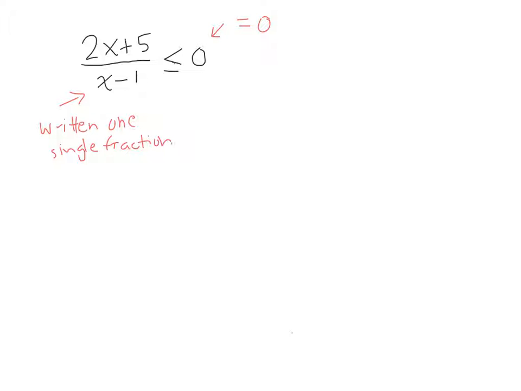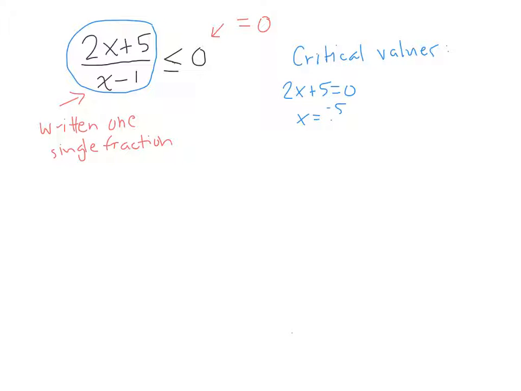All right. And once we have it in that form, which this one already is, then we want to figure out what our critical values are. For our sign chart, we are looking for anything that will make this function equal to 0. So when is the numerator going to be 0? We look at when 2x plus 5 equals 0, which is at x equals negative 5/2.